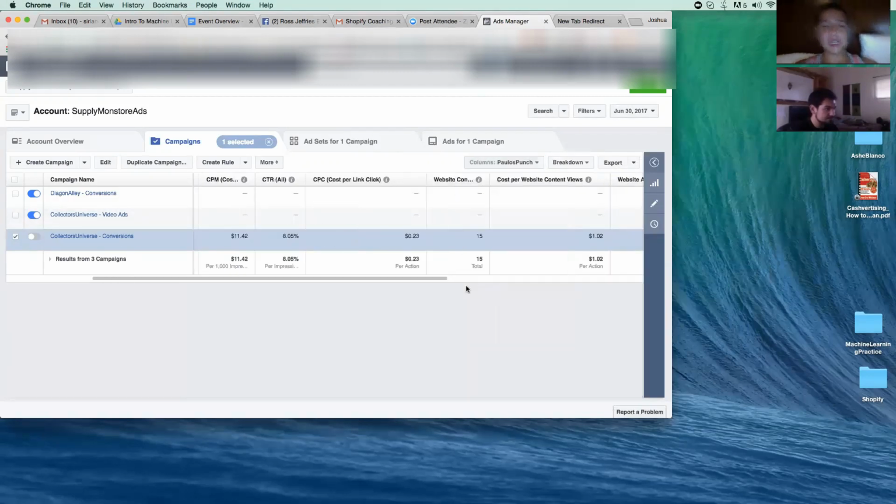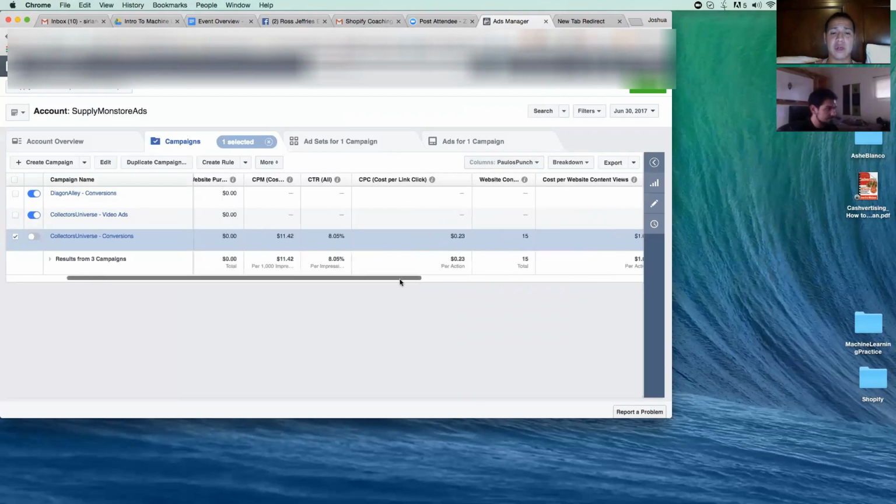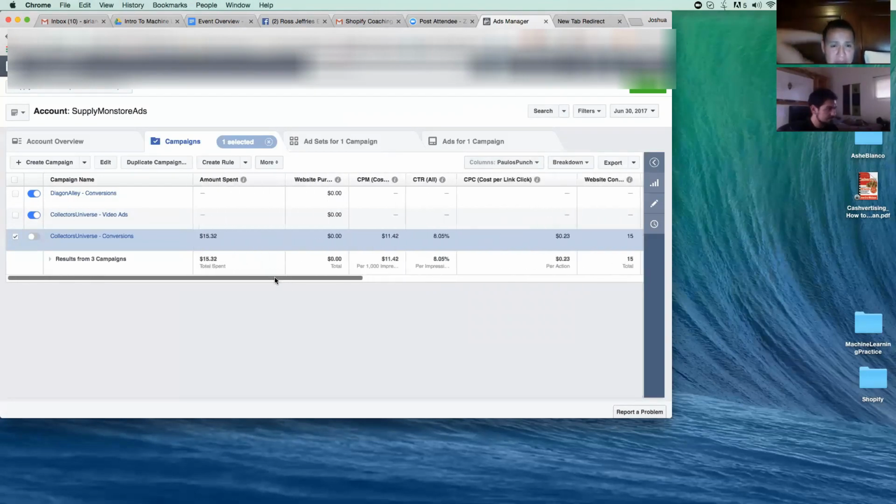Okay, and let's take a look at the first day and how this performed. Okay, so CPM is about 11.42. CTR is 8.05. Okay, CPC is 23 cents.